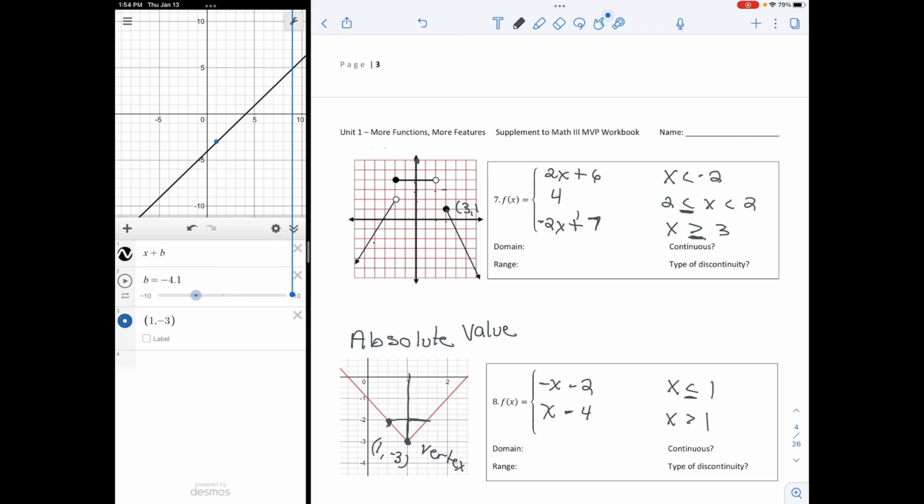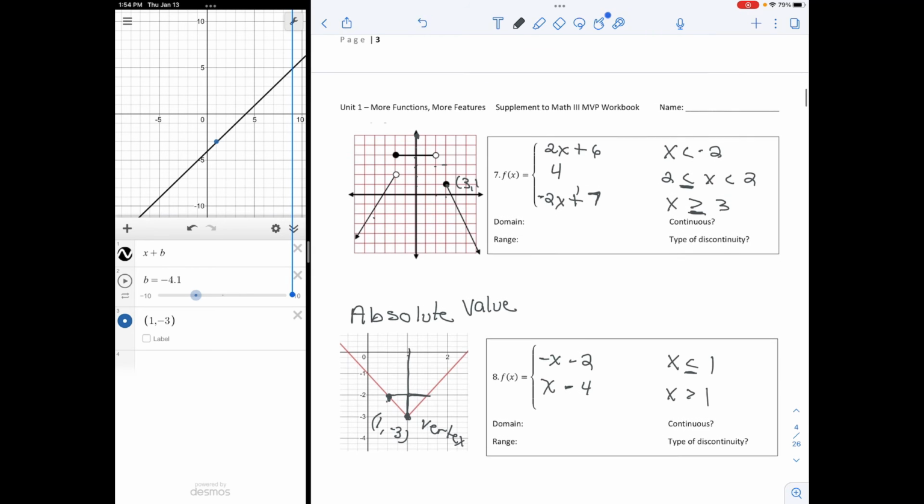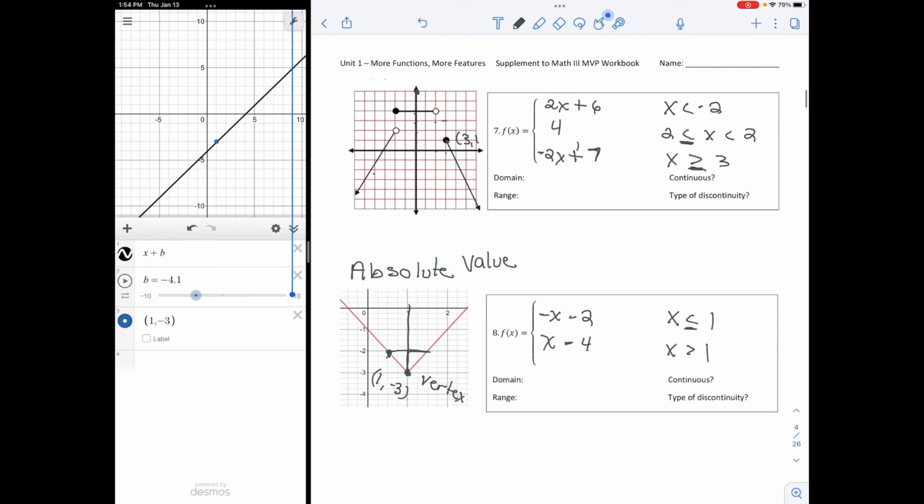Okay? All right. That is how we write an equation, and that is also how we write an equation for a piecewise function. So I want you to watch the next video, which is going to help us evaluate a piecewise function. Okie dokie?